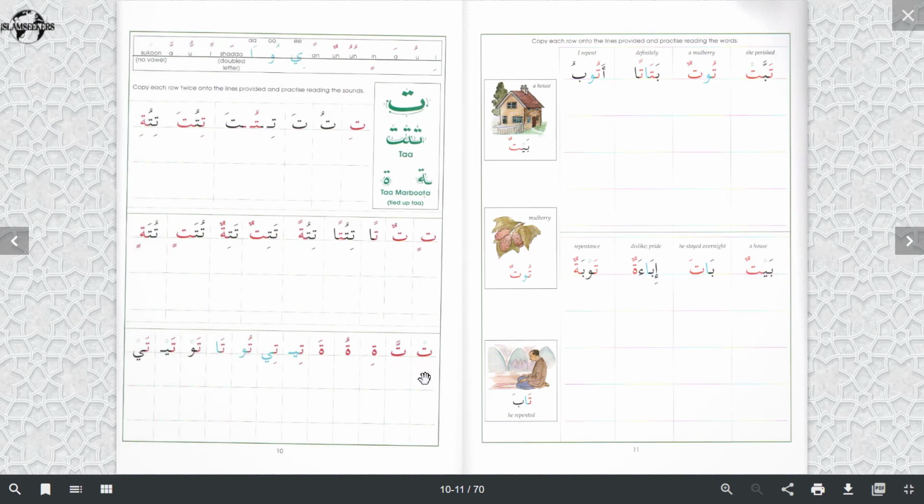Line 3. Ta. Ti. Tu. Ta. Ti. Ta. Tau. Tai.